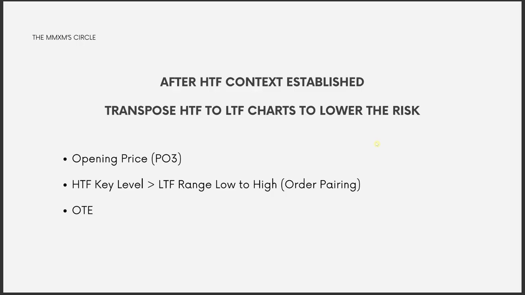So now that we have determined and established our higher time frame context, we need to transpose that higher time frame to the lower time frame charts to lower down our risk. We need to utilize the power of 3. Then we're going to use that higher time frame key level, and we'll be using a lower time frame range low to high, which is in that order pairing I just talked about, and then we'll try to find our optimal trade entry or OTE.